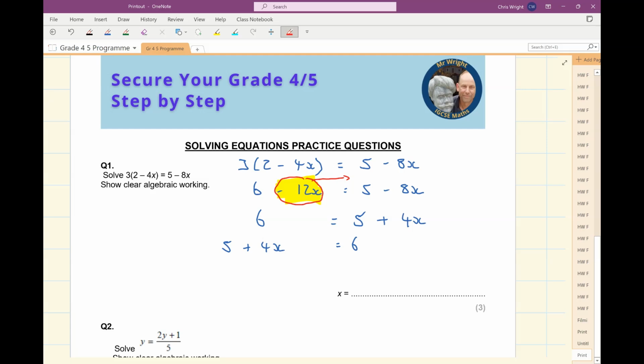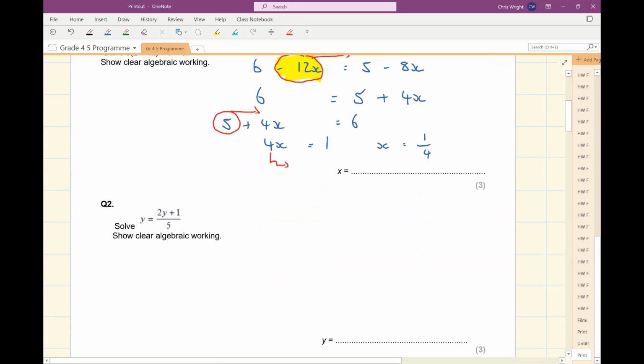And now I'm going to float and ping that 5. So it's going to become a minus 5. So 4x will be 6 minus 5 is 1. And now I'm going to escalate down my 4. So x equals a quarter, 1 over 4.